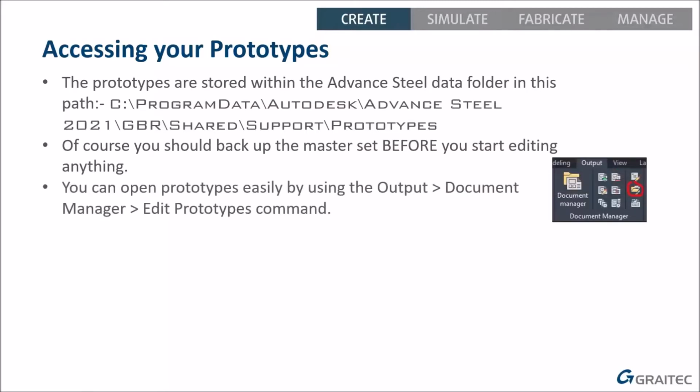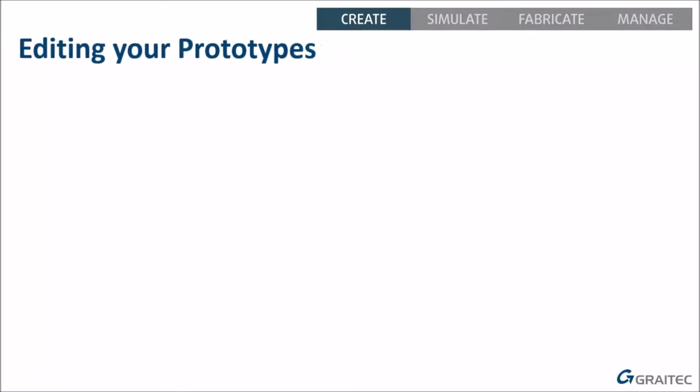You don't have to remember that full path, although it's a good thing to learn the basic path, because there's actually a command on the output ribbon in that document manager panel which just says edit prototypes. If you click on that, it's basically a file open command, but it knows where to find the prototypes and goes straight there. So let's take a look then at editing the prototypes.